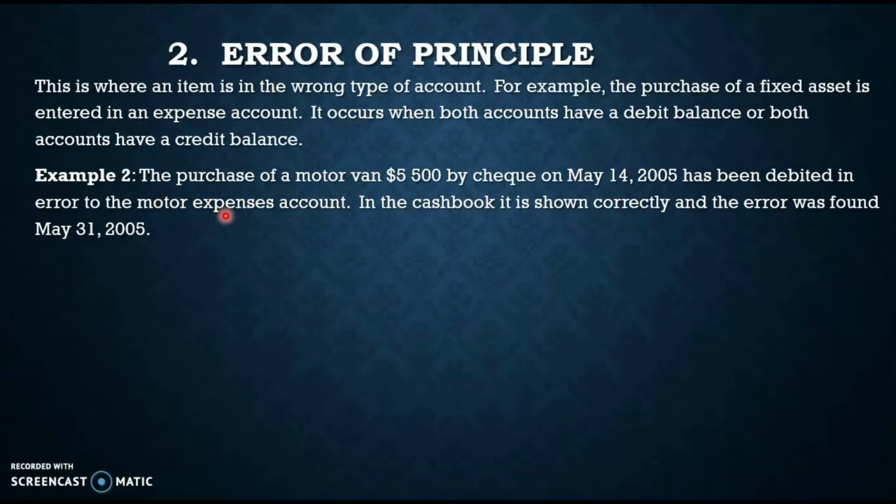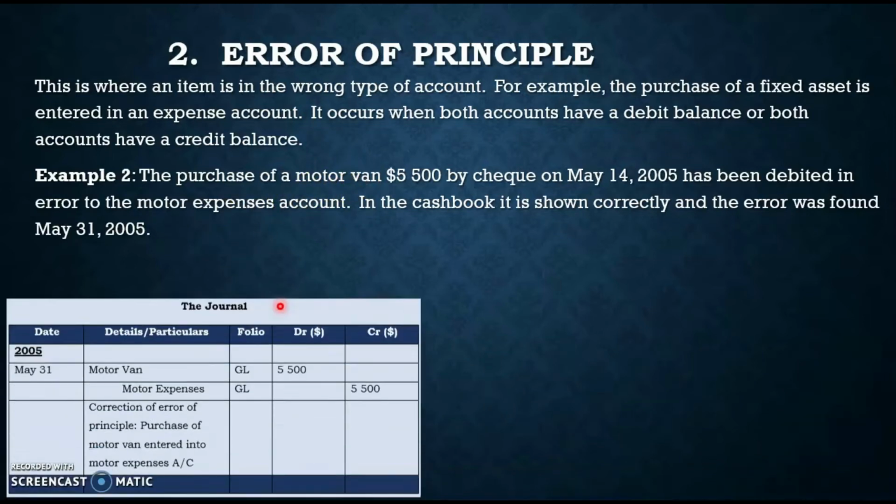Now, motor expenses and motor van both carry debit balances. So there would be no problem in the trial balance because both are debited and the cash book is already credited. So it will be even. However, it was the wrong type of account that it was entered into.